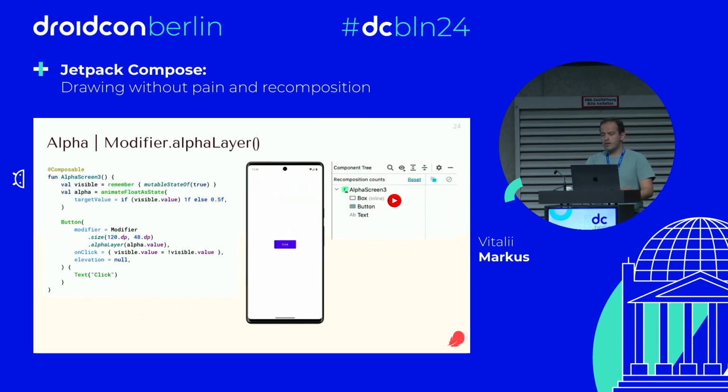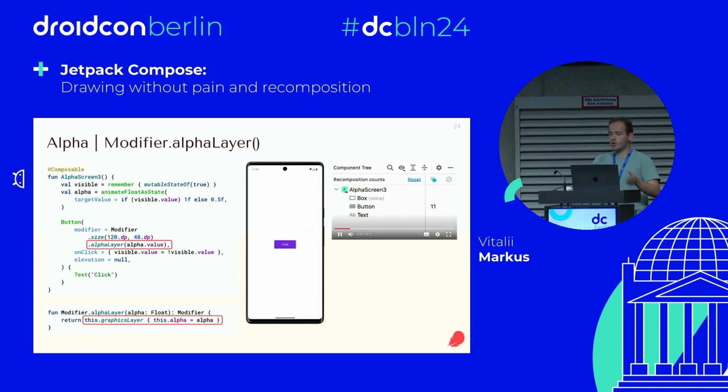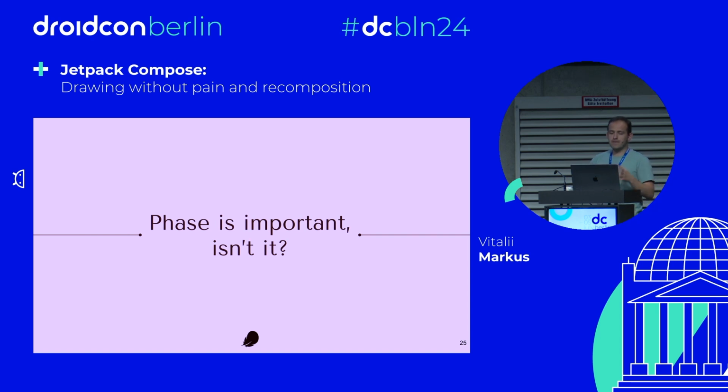Okay, let's try to create the custom extension alpha layer. And when we run the video, we can notice that the result will be exactly the same as in the first case. This is happening because even though we change the alpha during the drawing phase, we still read the state in the composition phase. So does the phase where we read the state affect the recomposition count? And it looks like it does.